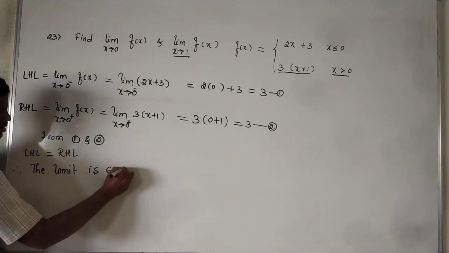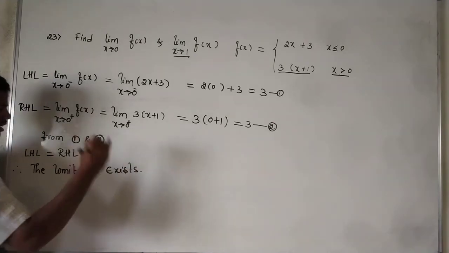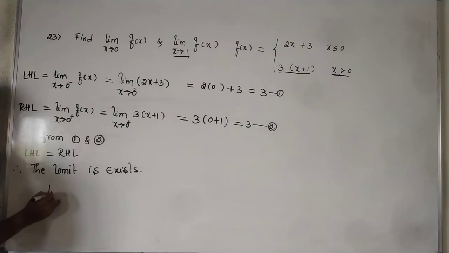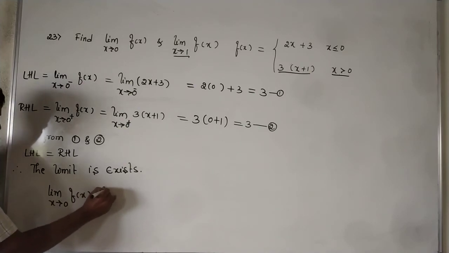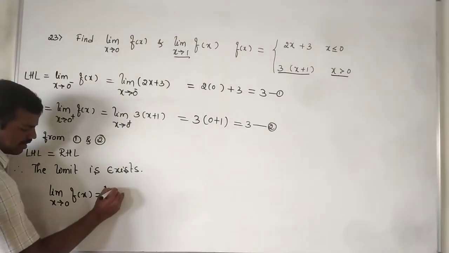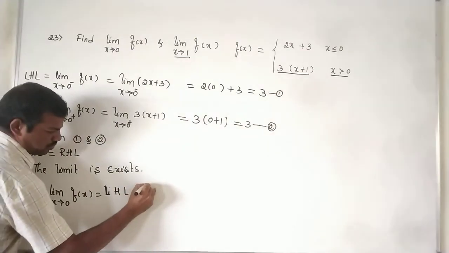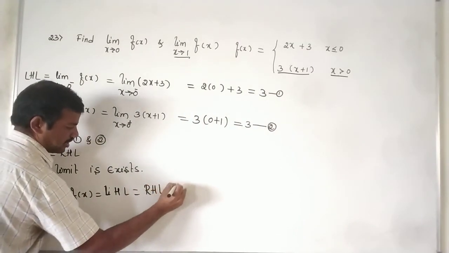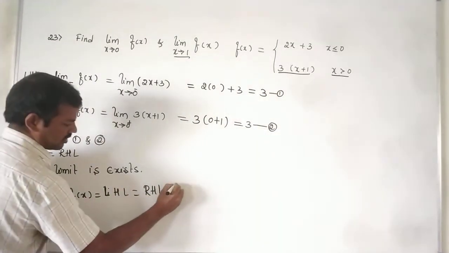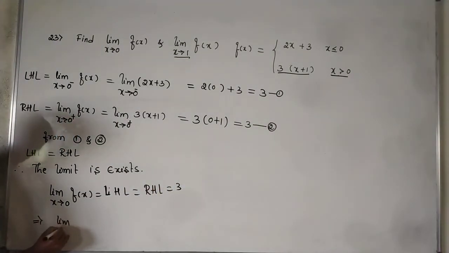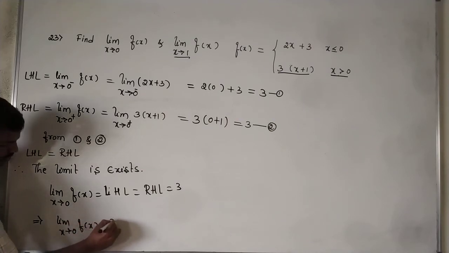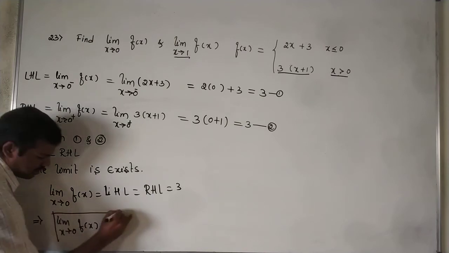Limit exists means that the limit as x tends to 0 of f of x is equal to LHL, is equal to RHL, is equal to the limit. So it implies that the limit as x tends to 0 of f of x is equal to 3. So this is the limit of the function.